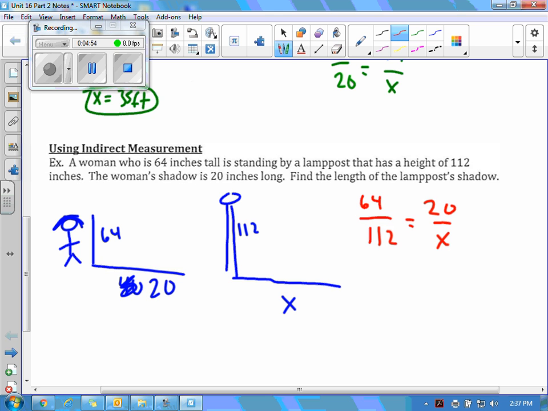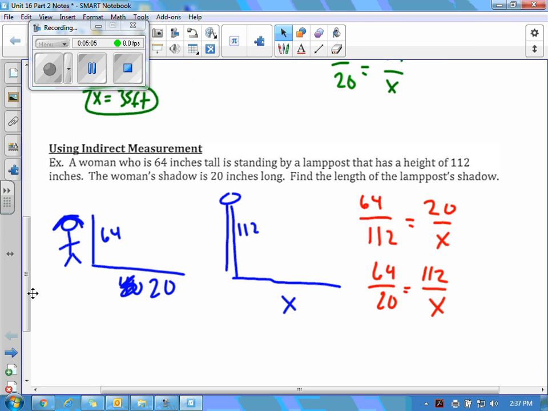I could say the height of the woman over the shadow of the woman equals the height of the lamppost over the shadow of the lamppost. Either way I write it, and there's more ways you could write this, if you'll notice, the 64 and the x are going to wind up across from each other. So I'm going to wind up getting the right answer no matter which way I do that.